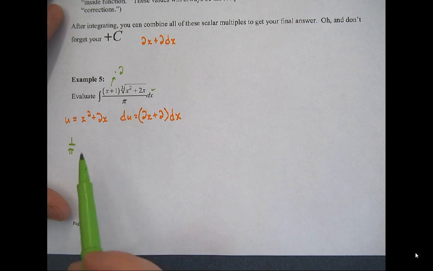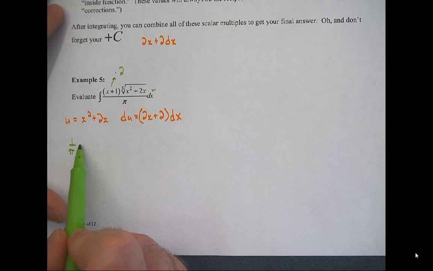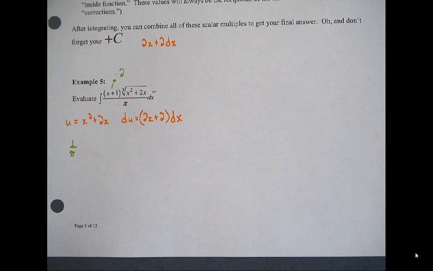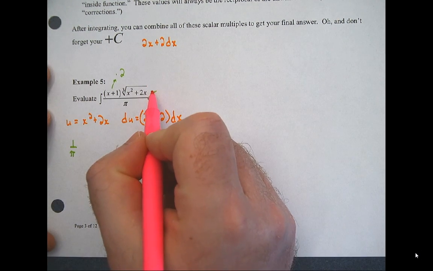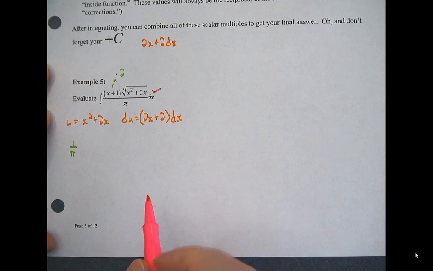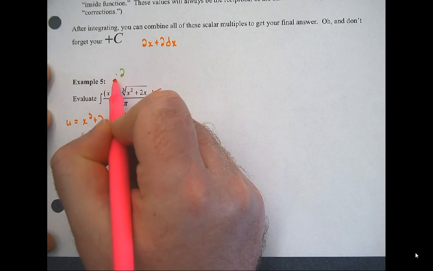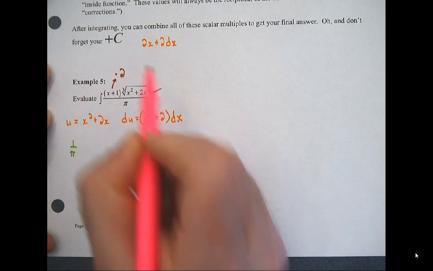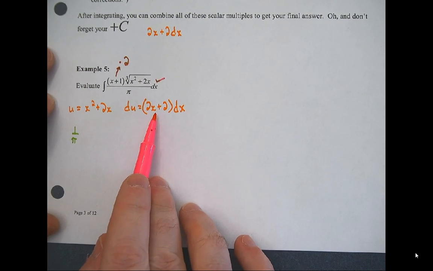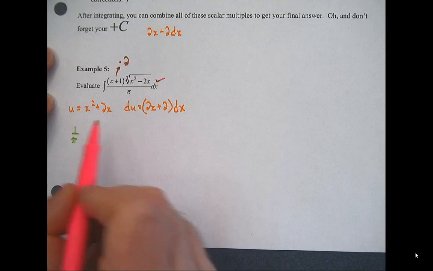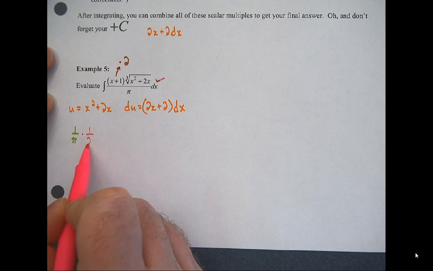Now, I can do that, but I have to correct that out front. So I have a correction. I wish I would have used some different colors here, but I didn't. So this is for my du. I've got the dx. This needs to get times by 2 to make my du. So I can do that as long as I correct with a 1/2.